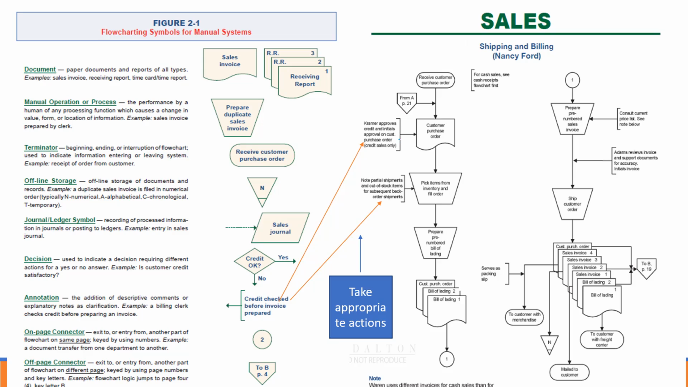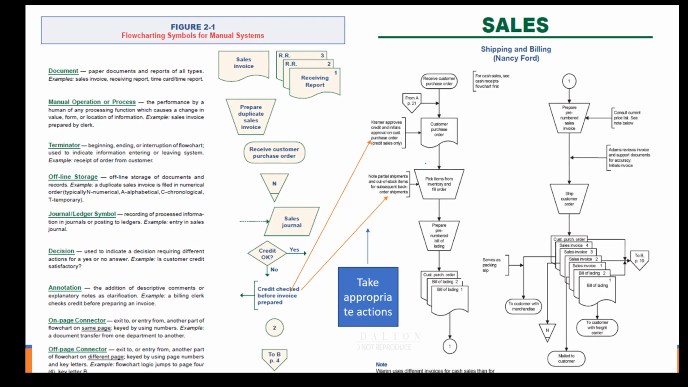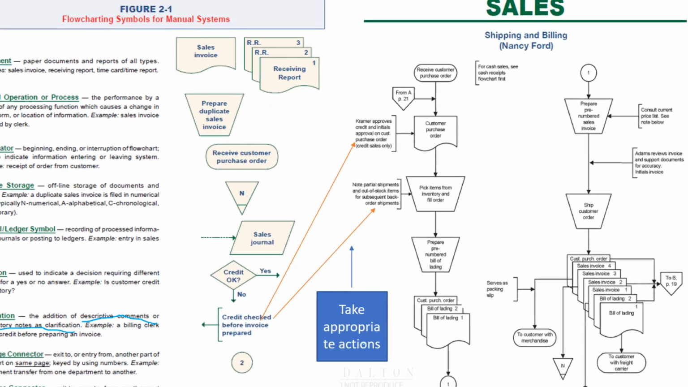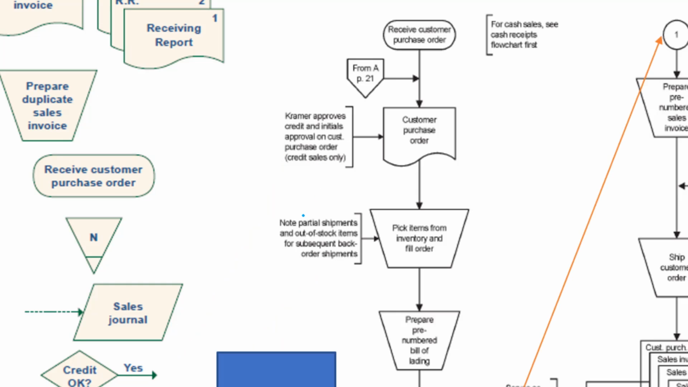All right, here is annotation. When you see this, this is for notes, descriptive comments to explain the action. You can see descriptive comments or explanatory notes as clarification. And we need to take appropriate actions. For example, here, Cremo needs to approve this credit and initial approval on customer purchase order. So for credit sales, this is something you will see in your assignment.